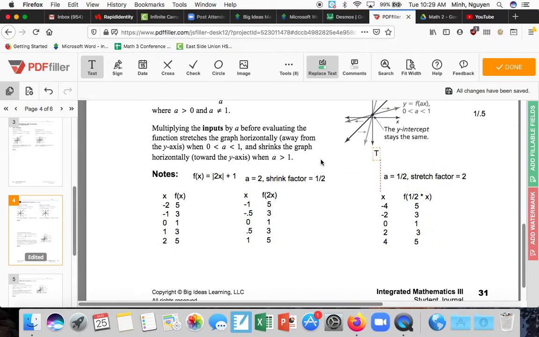Again, this one's a little bit more confusing, so you'll have to pay a little more careful attention to the language around horizontal stretch and shrink. A shrink factor of 1/2 means a is 2. 2 means we multiply these inputs by that number, by a, to get what you could call the parent function, I guess, in this case, or the original function.